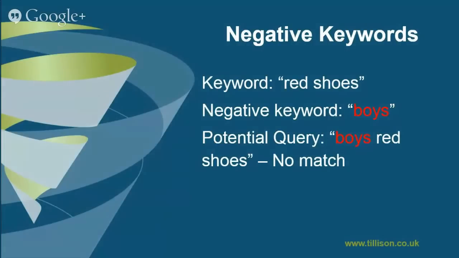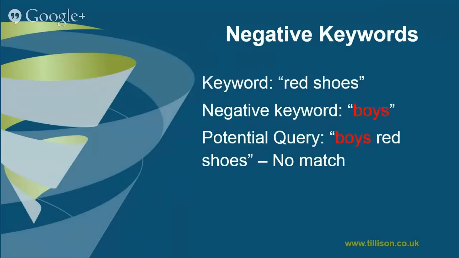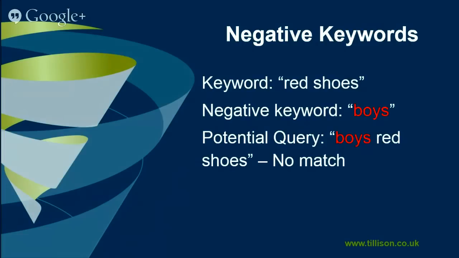Yes. Okay. So we can exclude, and do you then put minus boys red shoes in there, or do you just put minus boys, or how does that work? It's easier. I mean, there are types of negatives. They work fairly similar to normal keywords, so the broad, phrase and exact matches. So if you wanted to exclude boys from everything, you just do the broad of boys.